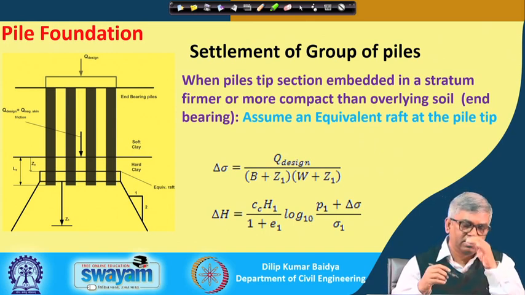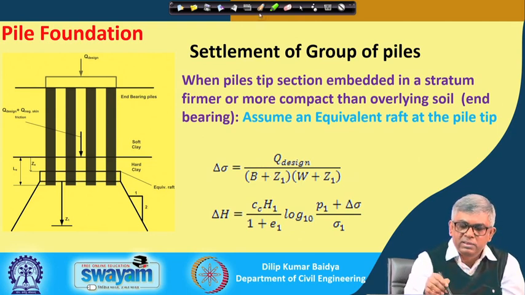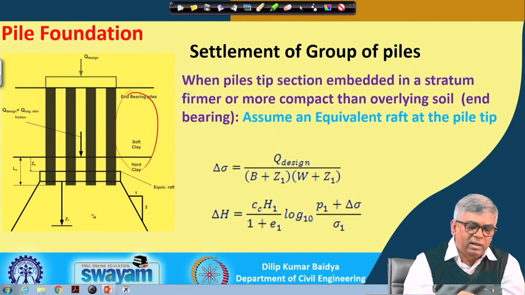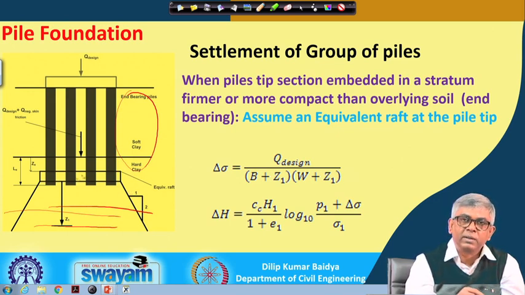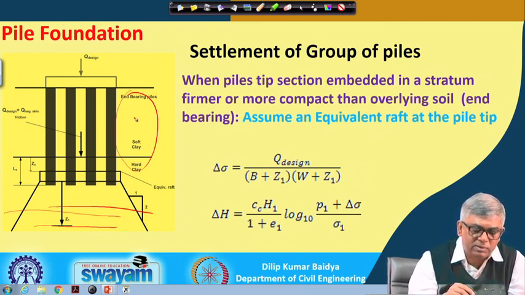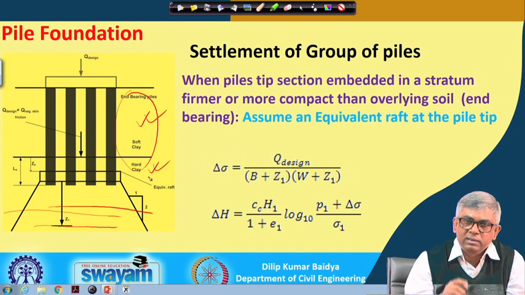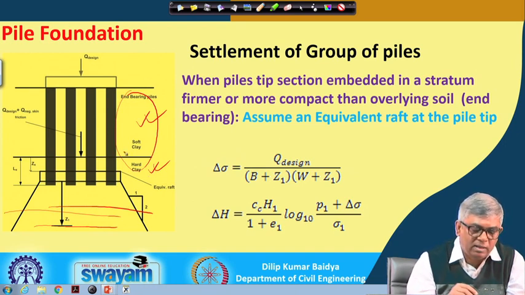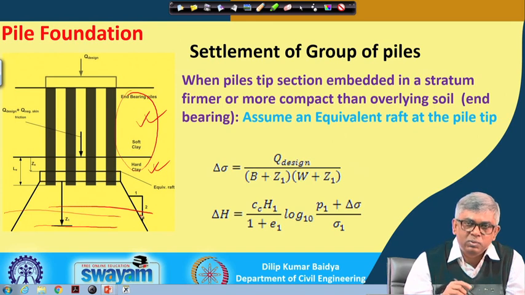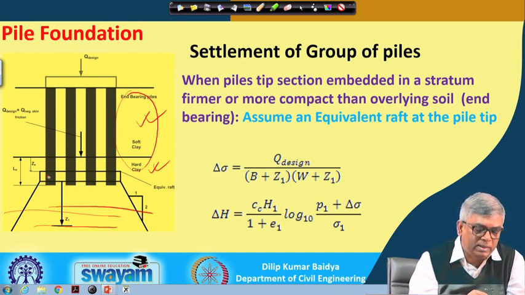But suppose this zone is sand, and somewhere there may be some compressible layer, or if this is soft clay and this is a stiff clay, then there will be a chance of having end bearing. So, under this situation, that means soft clay over hard clay, or sand with a clay layer somewhere here, in these two cases you have to assume an equivalent raft at the pile tip, and you can see here the equivalent raft is considered at the pile tip.